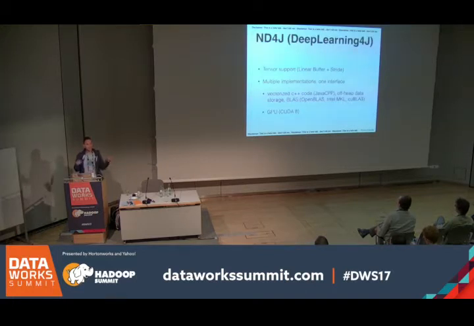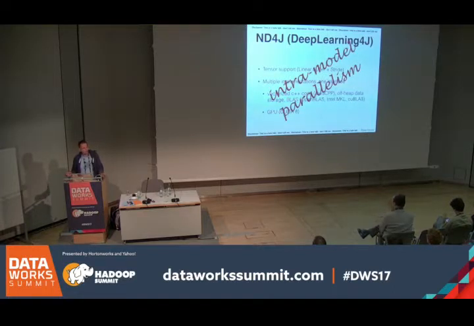Deeplearning4J is based heavily on a library called ND4J, which is somehow the NumPy equivalent for Java and Scala. It's also from the Deeplearning4J project. It already runs 2 times as fast as NumPy on a CPU. And by just setting one parameter, you can tell ND4J to use a GPU. And that adds intra-model parallelism to Deeplearning4J.